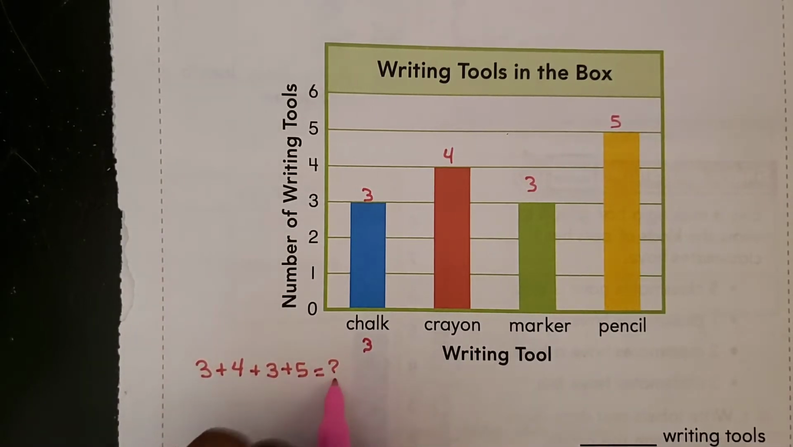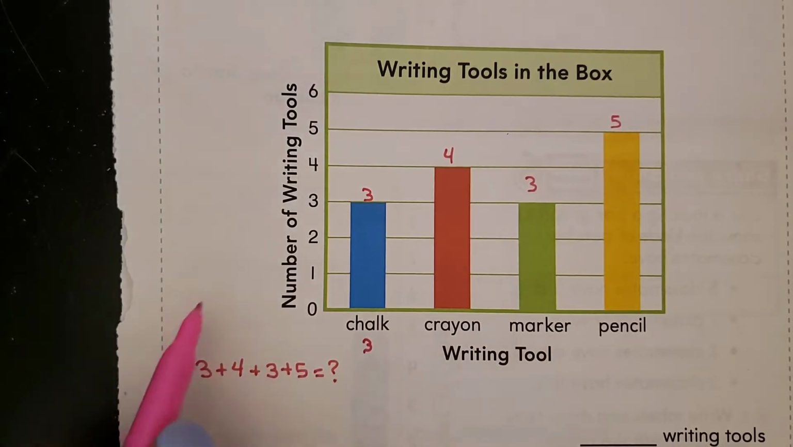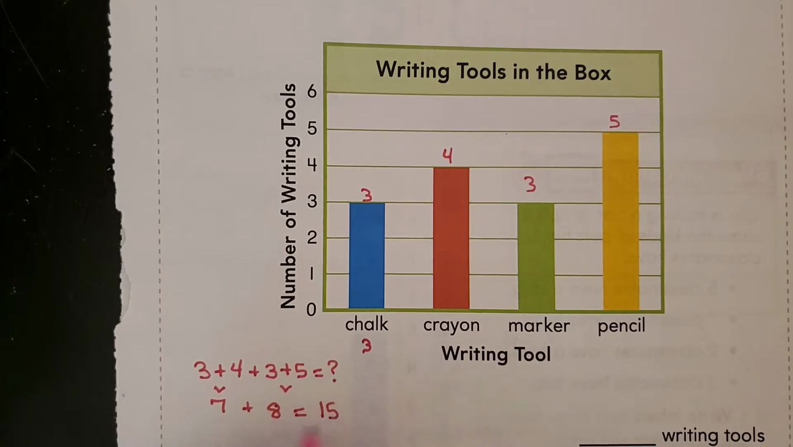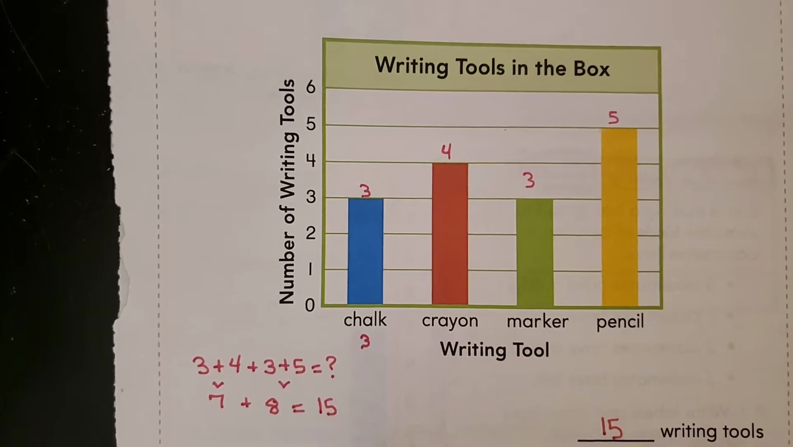And we're going to add these numbers up. You can just go straight across, or you can say, I have doubles facts and I'm going to add it up. It's however you want. I usually like to pair things together, but today I'm just going to go straight across. 3 plus 4 gives us, very good, 7. And 3 plus 5 gives us 8. So we have 7 plus 8. Very nice. 15. So altogether in the box, there are 15 writing tools.